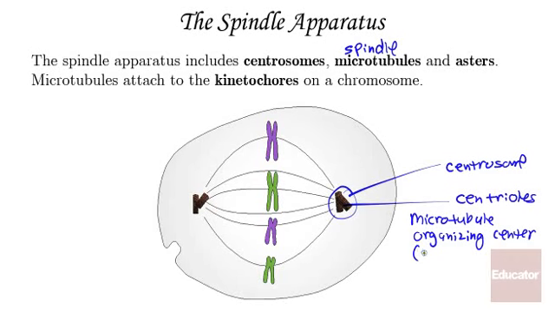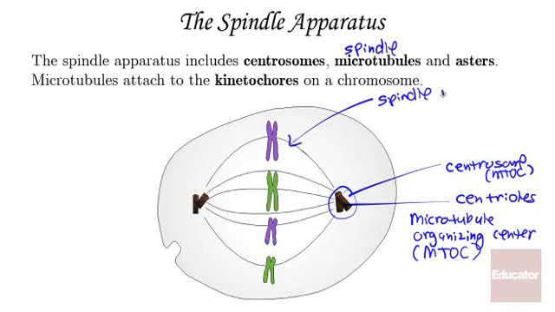Short version of this is MTOC. And this title tells you what they do. They organize microtubules. These spindle fibers here, or spindle microtubules, are organized right here at the centrosome. So centrosomes are a type of MTOC, and within those exist centrioles.